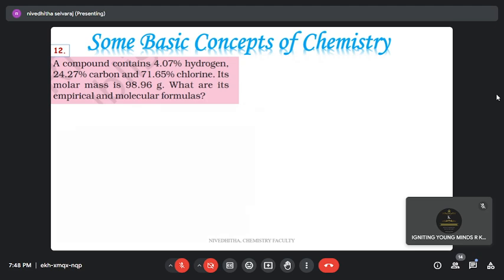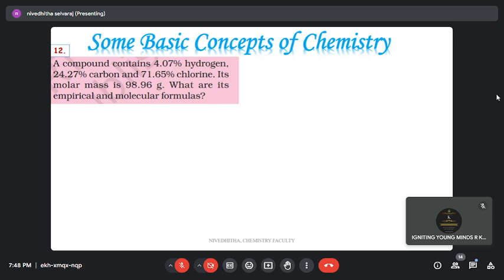This question is related to empirical formula and molecular formula. A compound contains 4.07% hydrogen, 24.27% carbon, and 71.65% chlorine. That is an organic compound, it seems, and that organic compound contains carbon, hydrogen, and chlorine. And they have given the molar mass of that compound is 98.96 gram, and they're asking us to calculate its empirical formula and molecular formula.